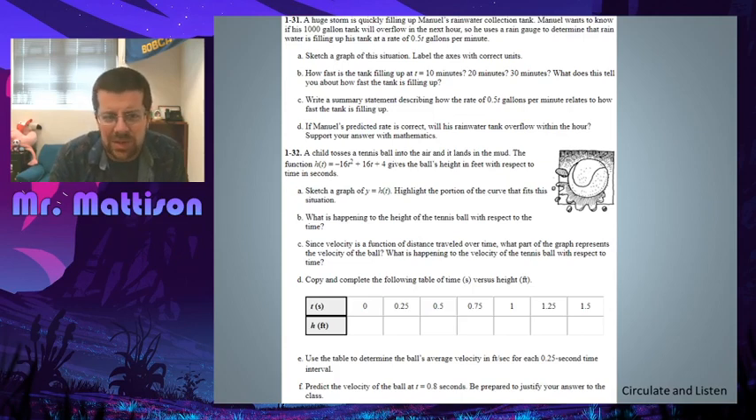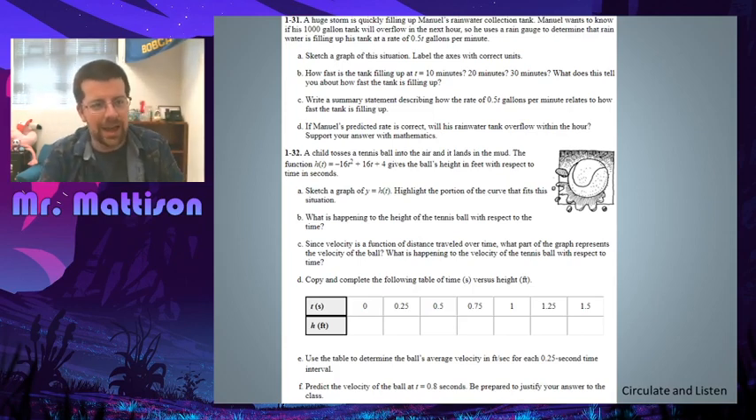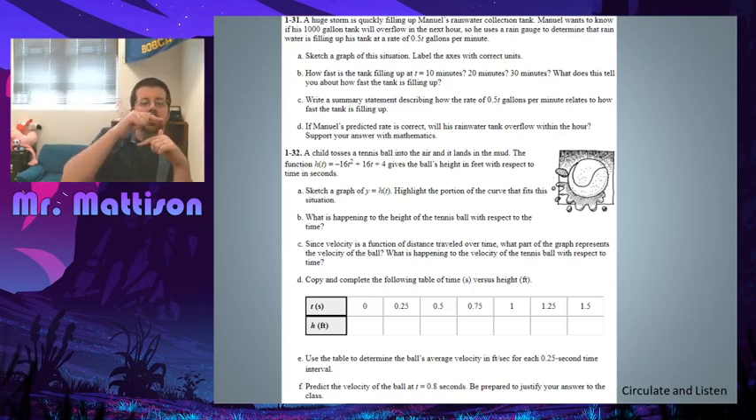So what I want you guys to do is go ahead and pause, try out number 31, and also try out number 32. Once you've done that, go ahead and resume, and we'll talk about what's going on at these points. Okay, so on part A, you should have a graph. The graph of the situation depends on how you label these. If you did a graph of time as your x, and gallons per minute as your y, this will be a linear graph.